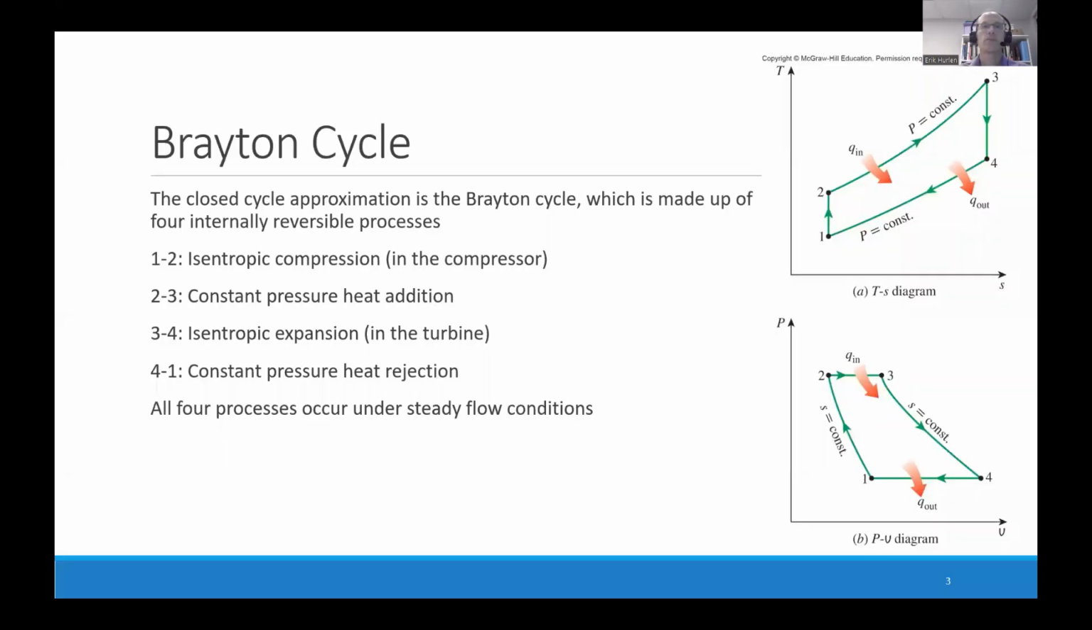The Brayton cycle is composed of the following four internally reversible processes. From 1 to 2, we have isentropic compression, which occurs in the compressor. From 2 to 3, constant pressure heat addition in the combustion chamber. 3 to 4, isentropic expansion in the turbine. And then from 4 to 1, constant pressure heat rejection. This last step occurs through the nozzle and diffuser. All four steps in this idealized process occur under steady flow conditions.